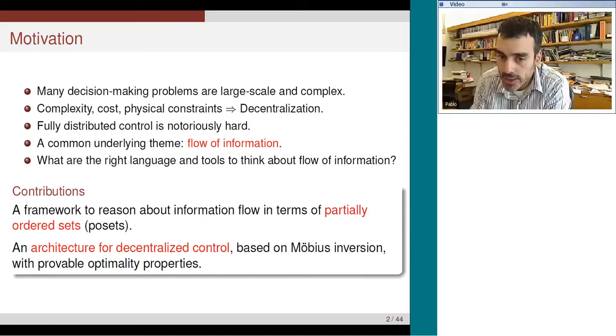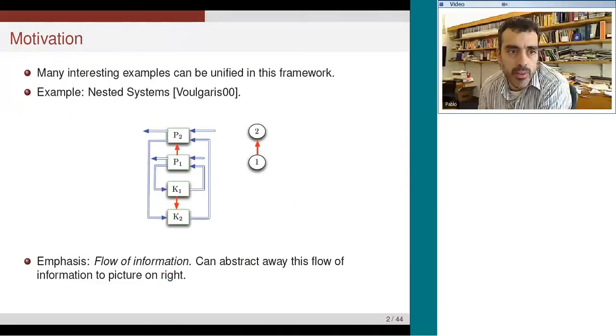consequences, and special cases are well known, but in a sense, it gives a very nice architecture for decentralized control. And a technical tool in there is something called Moebius inversion, and I'll try to describe exactly what it is. And there are some provable optimality properties. I'll tell you exactly what those are in this case.